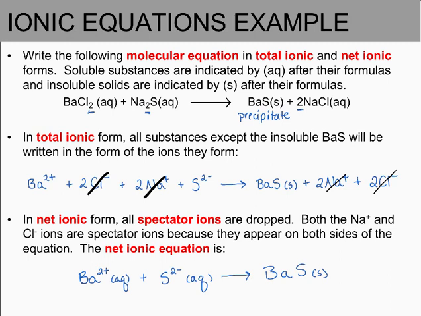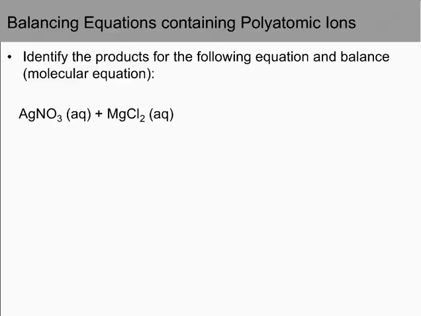So again, we have our molecular equation at the top, our total ionic equation in the middle, and then our net ionic equation at the bottom. Now let's identify the products for this equation and balance the equation. So let's figure out how to actually determine the products for a precipitation reaction.